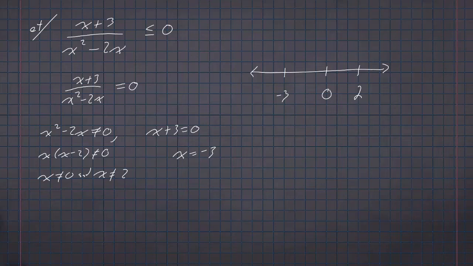So let's take something to the left of negative 3, like negative 4. Let's take something between negative 3 and 0, like negative 1. Let's take something between 0 and 2, like positive 1, and something to the right of 2, like 3. Test the original inequality at each of those points.